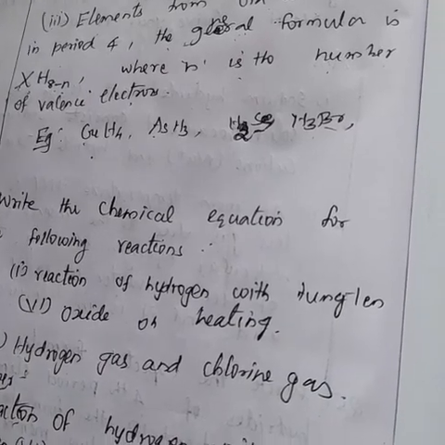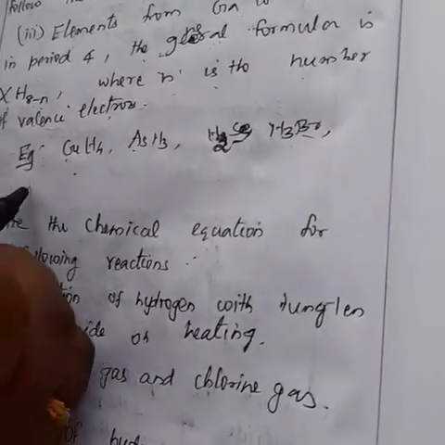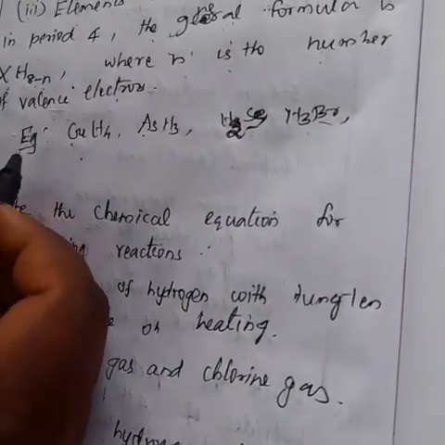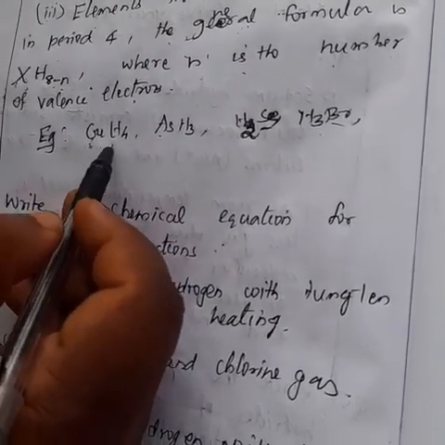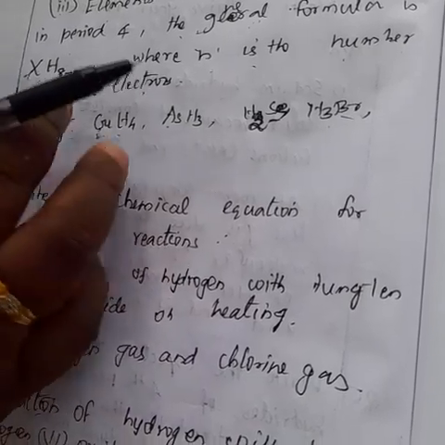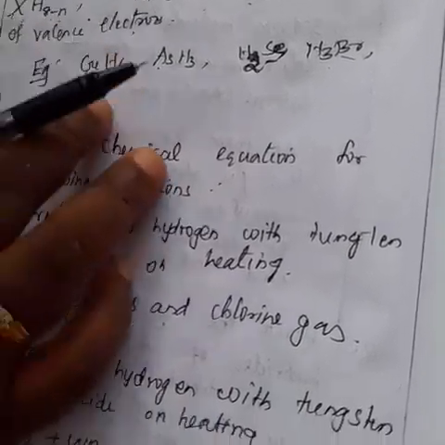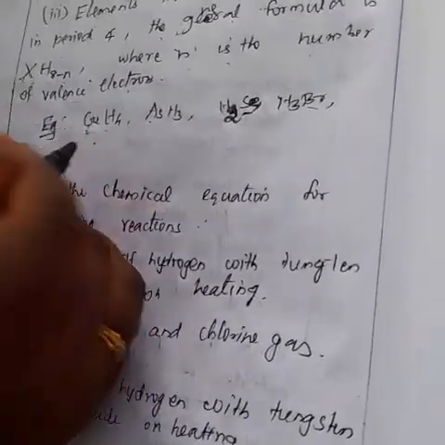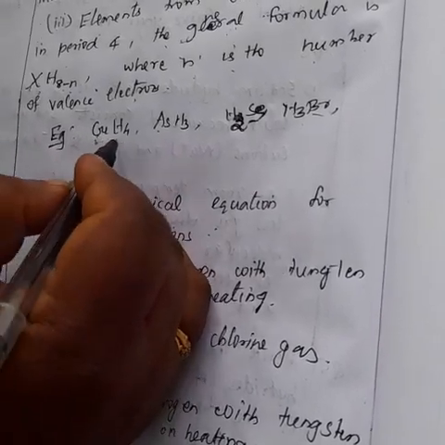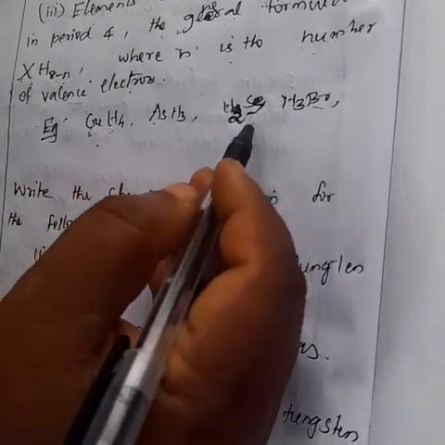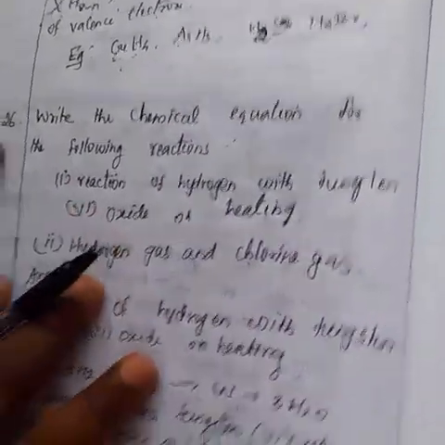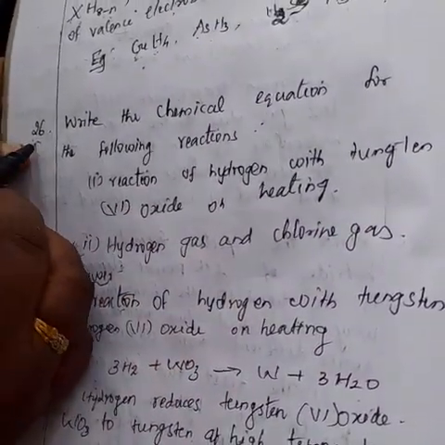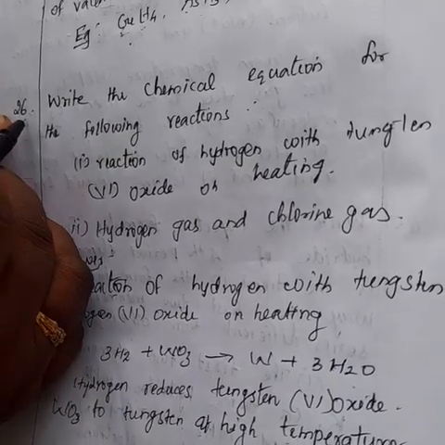the valence. Okay, the valence of these elements. Here, 8 minus the number of valence electrons. Okay, so germanium and arsenic have higher valence, so we have to take 8 minus n. Okay, 8 minus the number of valence electrons, we get this. And GeH4, AsH3, H2Se, and HBr. Okay. And the question number 16 also in note.